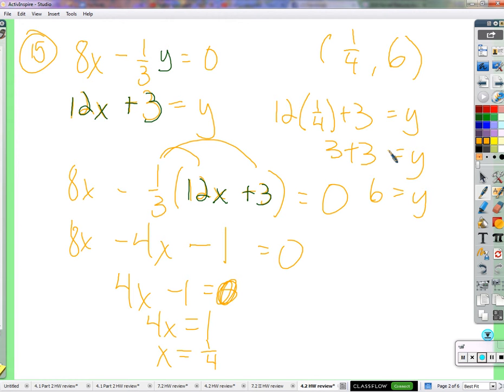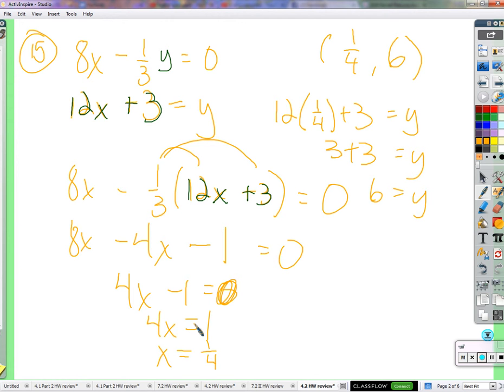Any questions about number 15? What if the equation had negative 1/3 x times parentheses y plus 3, what would you do then? There are two things you should keep in mind. You should replace the right variable, and when you replace the right variable, actually replace it.